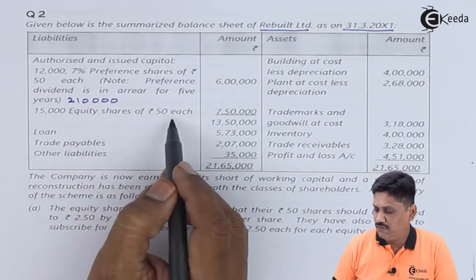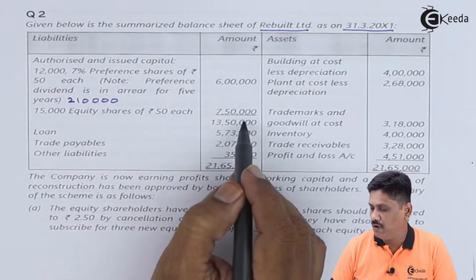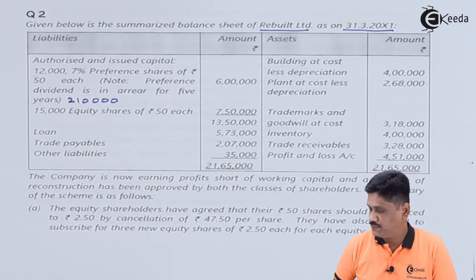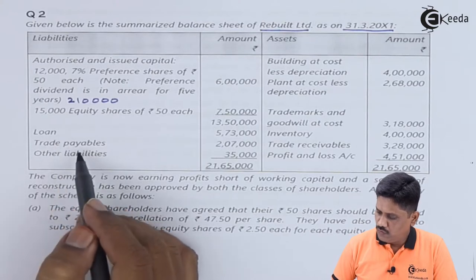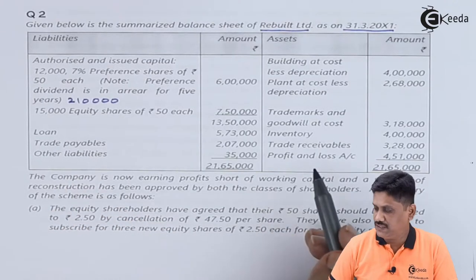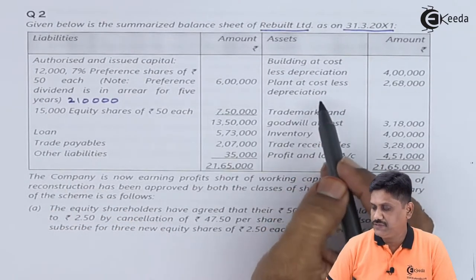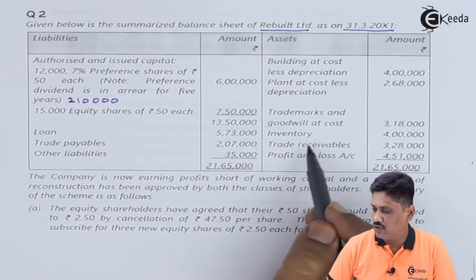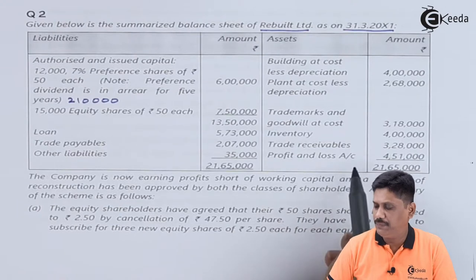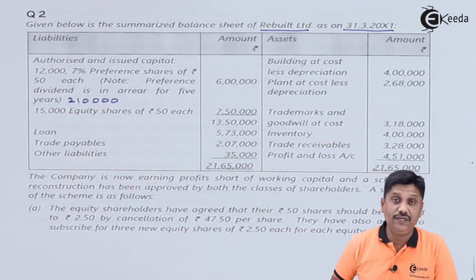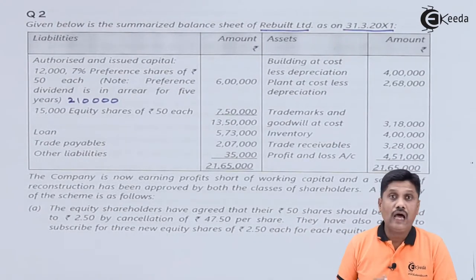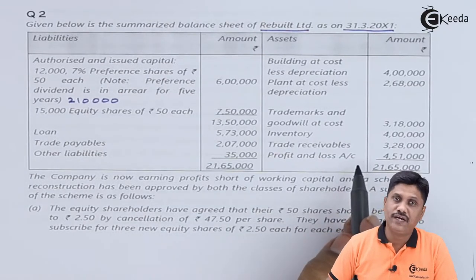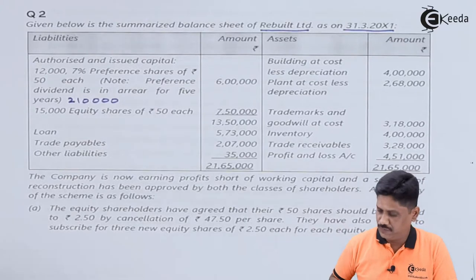15,000 equity shares of rupees 50 each, amount is 7,50,000. All shares are fully paid. Loan, trade payable and other liabilities. Asset side: building less depreciation, plant at cost less depreciation, trademarks and goodwill at cost, inventory, trade receivable and P&L account. Importantly, in case of internal reconstruction, our main aim is to write off the debit balance of P&L account standing on the asset side of your balance sheet.